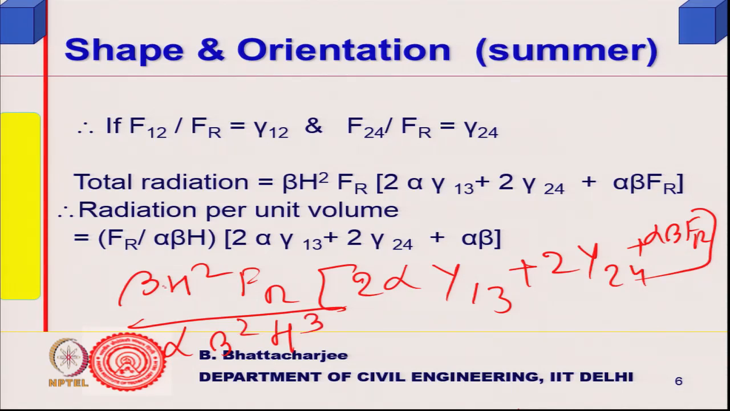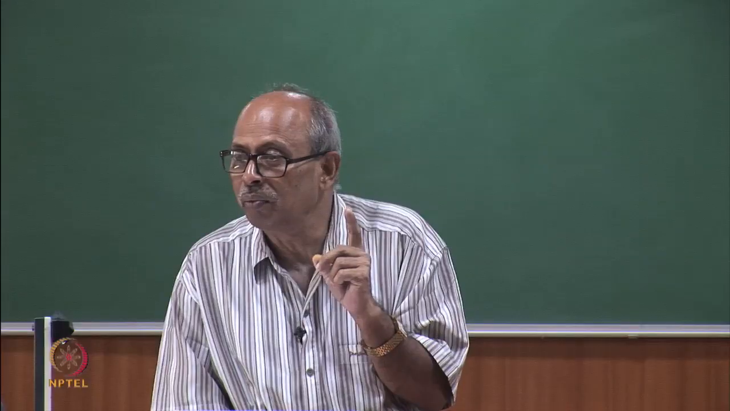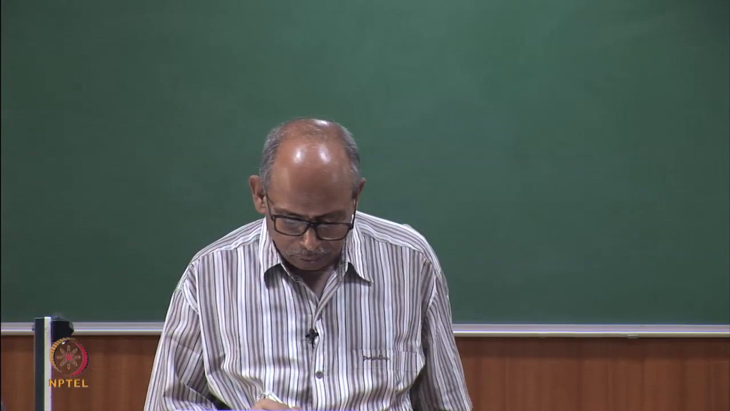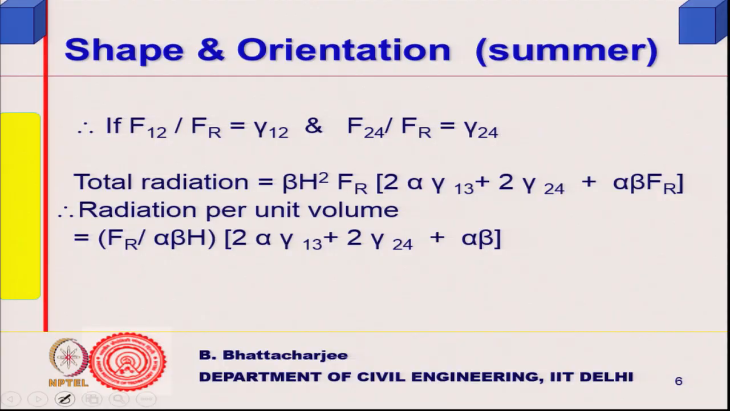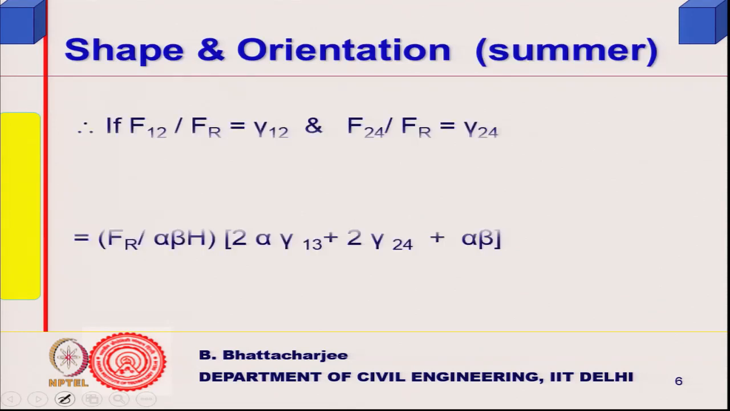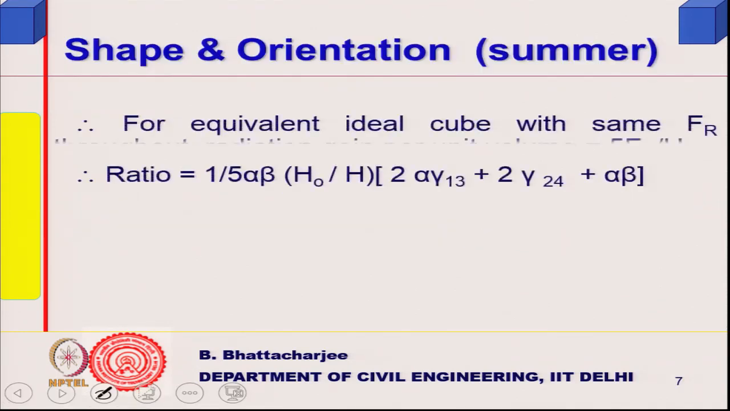So, what do I get? This beta cancels out. So, I am left with alpha beta here and the h here, and the rest of the thing remains as it is. So, this is the radiation per unit volume, and this radiation gain per unit volume has to be minimal. It is a simple calculation that would tell you how to choose a shape for minimum radiation heat gain. So, this is minimum radiation heat gain.